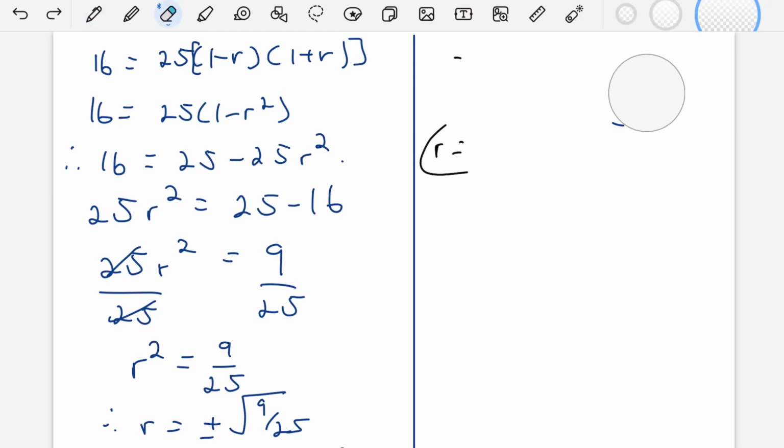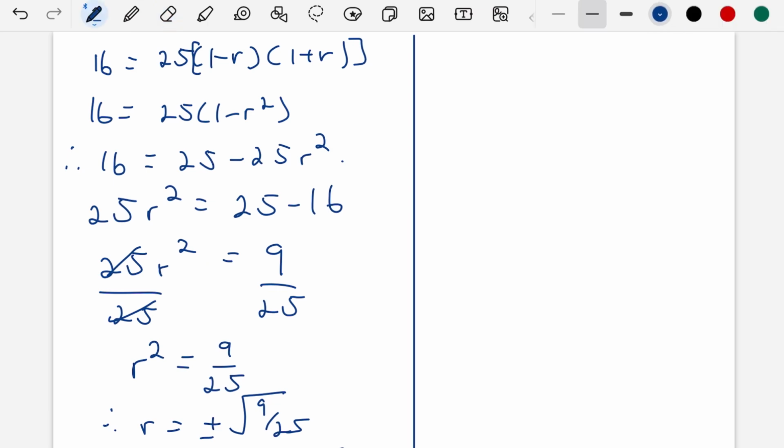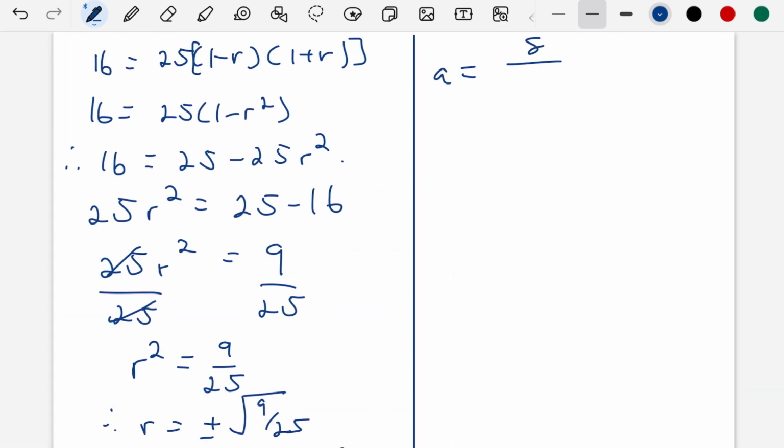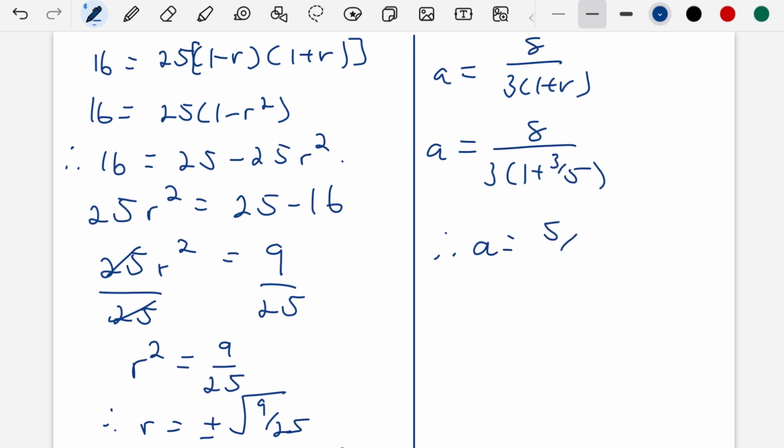Now, because we found r, we can easily find a. We know that a, what did we say about a? We said a is always equal to 8 over 3 into 1 plus r. Which means it's 8 over 3 into 1 plus 3 over 5. If you put all of this in your calculator, you should get that therefore a is 5 over 3.